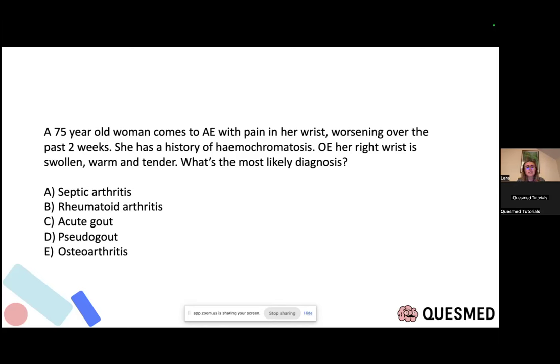Priyash, what was the split? Was it quite a large proportion of people put D, or was it quite mixed? Just over 60%. Okay, interesting.